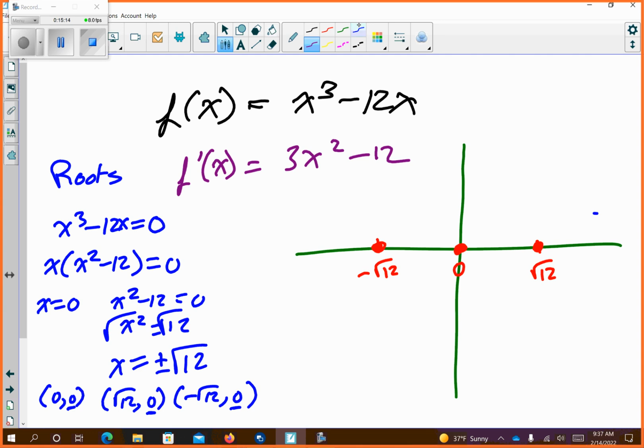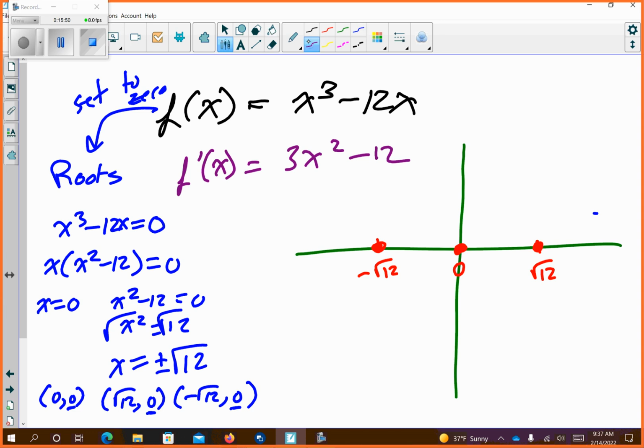So notice, in order to find the roots, I set the original equal to 0. Could I set my derivative equal to 0? And if I set my derivative equal to 0, I would know max, min, or point of inflection. Okay, it's one of those three. So let's do that.